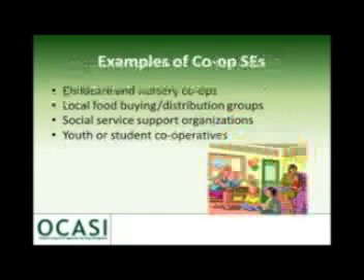And finally, some examples of co-op social enterprises are childcare and nurseries, local food buying and distribution groups, and this is an area where many folks are getting involved in the local food movement and are creating nonprofits and cooperatives that are social enterprises. Social service support organizations that provide support to executive directors and back office kind of services. These are being done through some co-ops, and of course youth and student cooperatives.